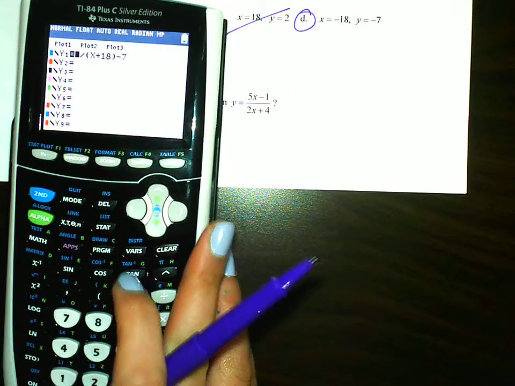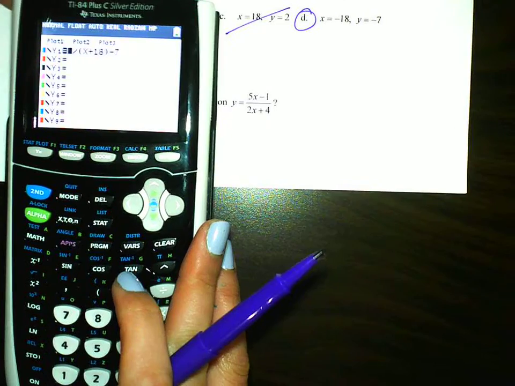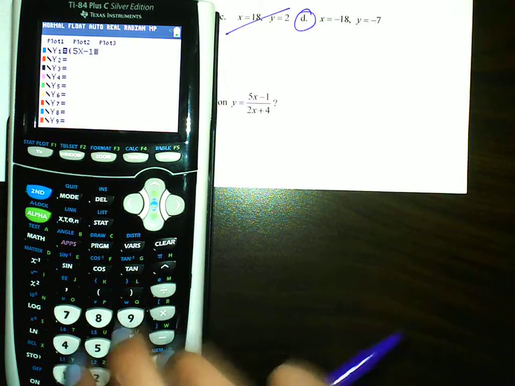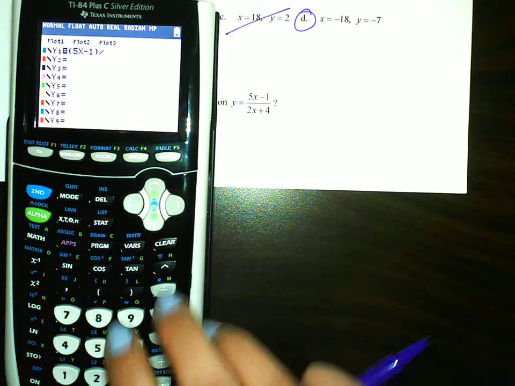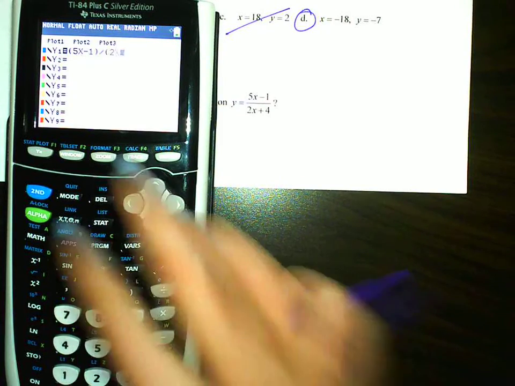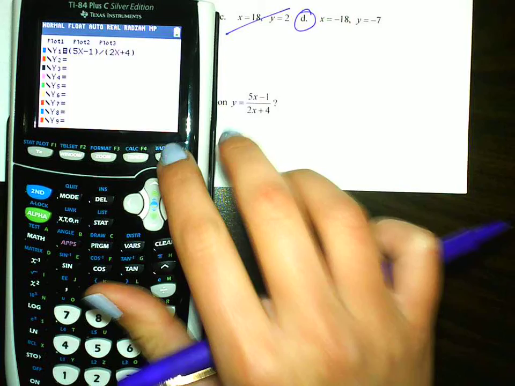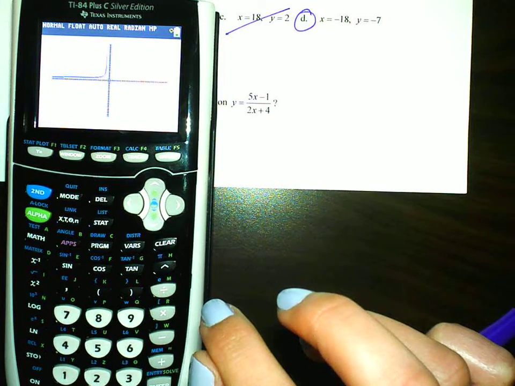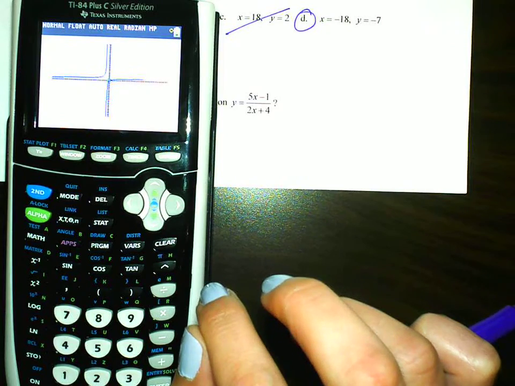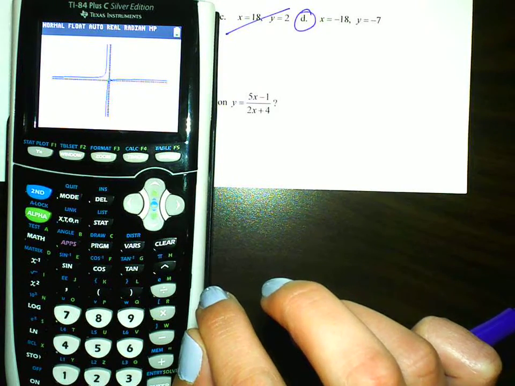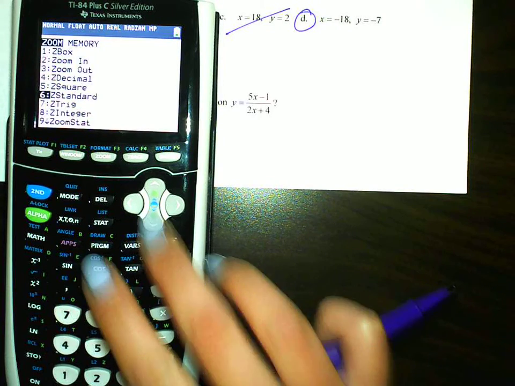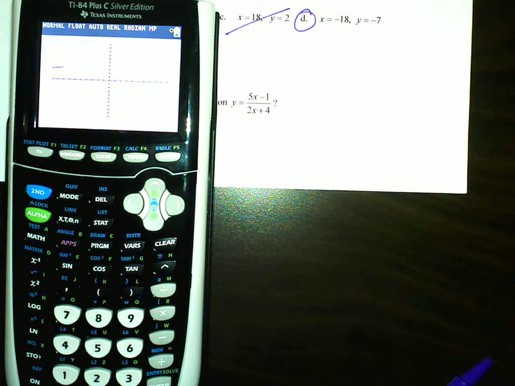I'm trying to find a spot that's not so bright. Okay, so the key is 5x minus 1 is in parentheses, and you close that off, divided by 2x plus 4 in parentheses. On a graph. Remember, mine's zoomed out, so I'm going to zoom back in. If you want to zoom back in, hit zoom option 6, which is zoom standard. That'll give you that standard window.